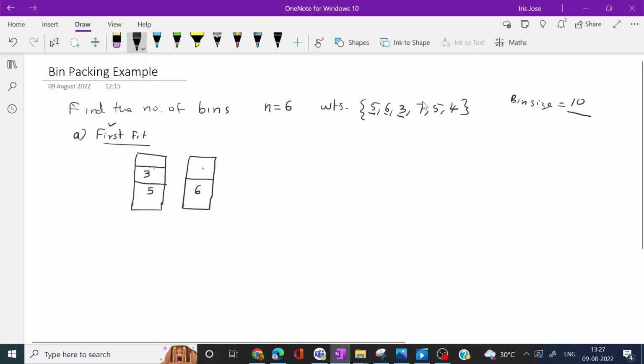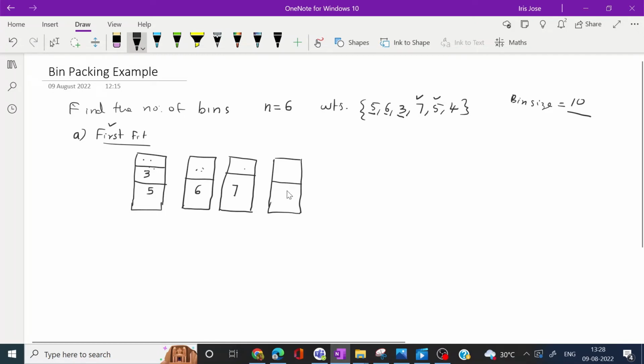Then next item is 7. 7 I cannot place in the first bin. I cannot place in the second bin. So I have to use a third bin for placing the item with weight 7. So this item with weight 7 I have placed. Then next item is 5. 5 I cannot place in the first bin, second bin, and third bin also I cannot place. So I will be using the fourth bin. I have to take the fourth bin to place the item 5.